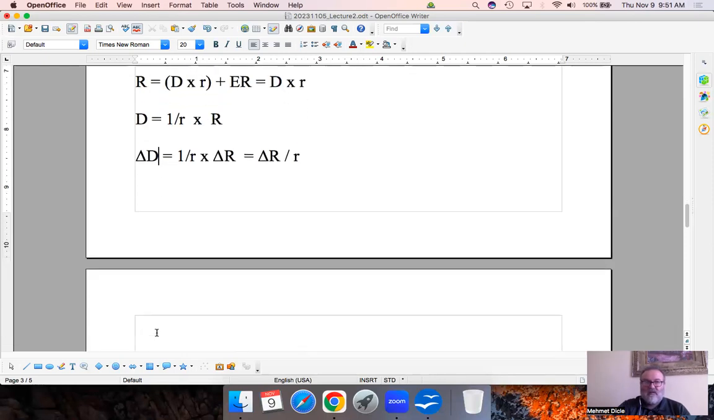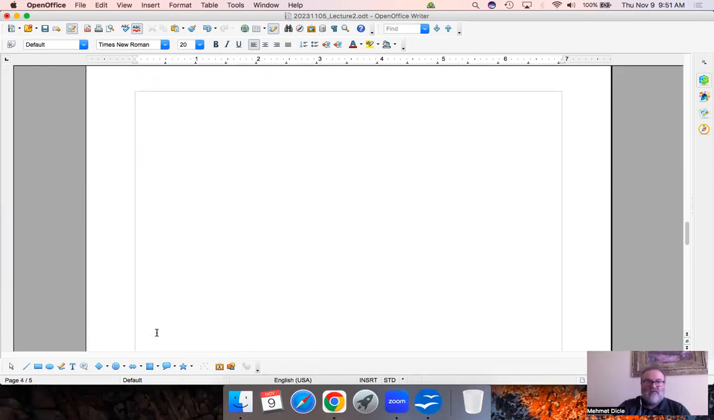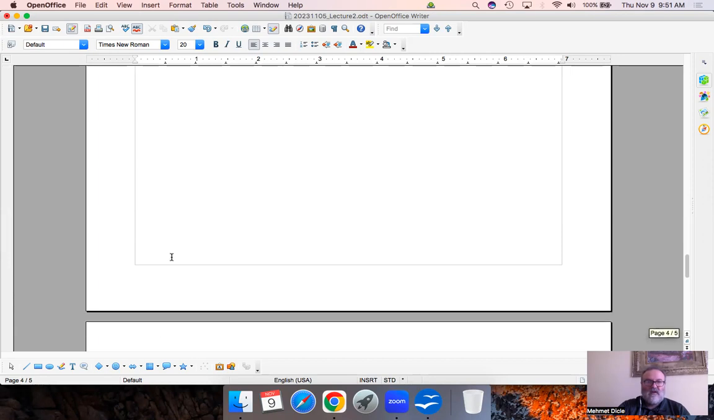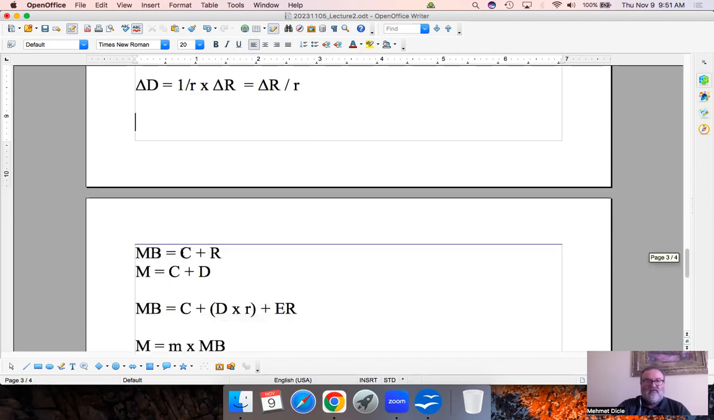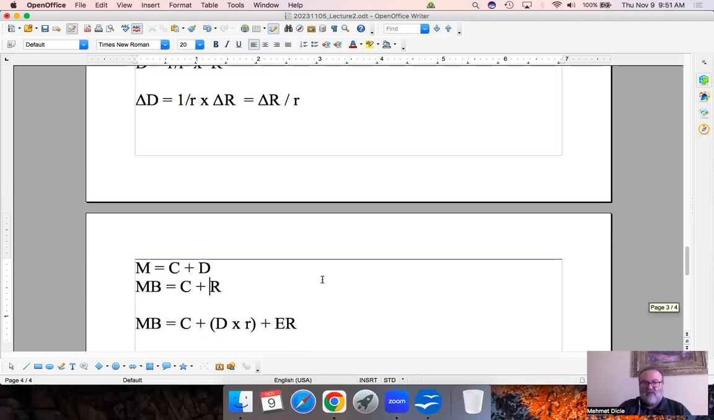Sorry, I kind of lost the page there. So again, let's have the money at the top. Money is currency plus the deposits. Monetary base is currency plus the total reserves. And for the monetary base, we can substitute R, the total reserves, as deposit times the required reserve ratio plus the excess reserves. We just assumed the excess reserve was 0. That's why we omitted it before.